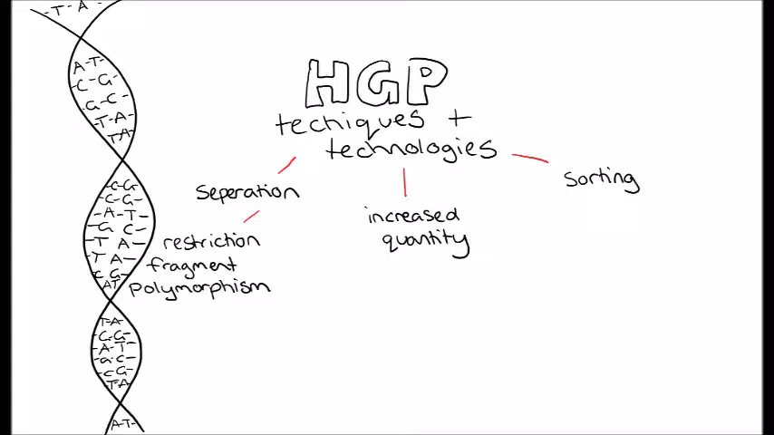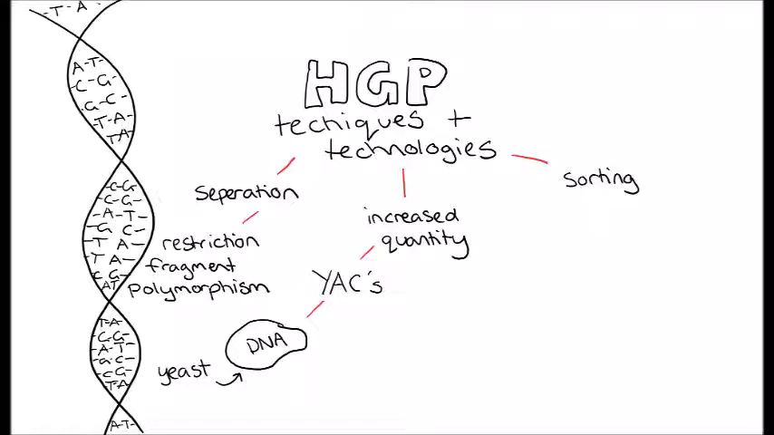Restriction fragment polymorphism is used to break DNA into two pieces at a specific site using restriction enzymes. Yeast artificial chromosomes are artificially created DNA molecules that are used to clone the DNA inserted into yeast, which creates a large volume of the desired DNA. This process is vitally important as sequencing is not possible with large quantities of genetic material.